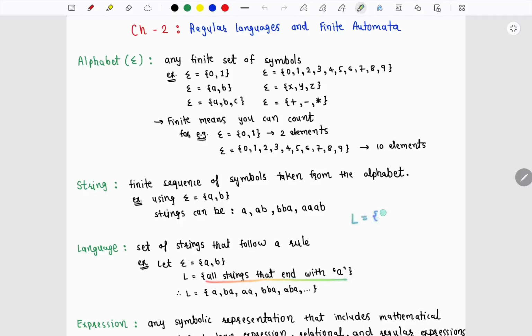L is equal to AA, BA, CA. Can we write CA? No. Here we have to follow the alphabet A, B. We can only use A and B to generate this language. For example, we can take A, BA, double BA, ABA, but we cannot write CA because there is no C in this alphabet.